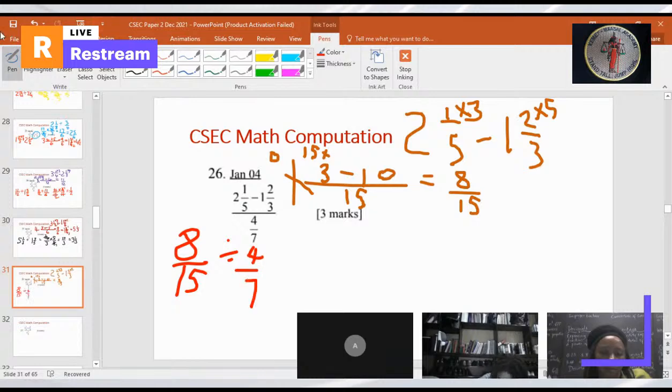Okay, miss. So we're going to write it back over, miss. 8 over 15 times 7 over 4. We're going to put that back. Because miss, nothing can be reduced. Oh wait, yes, miss. The 8 and the 4 can be reduced. So 4 into 4 goes 1 time, and 4 into 8 goes 2 times.